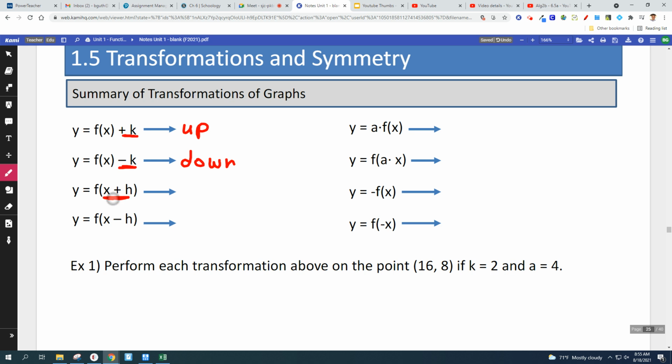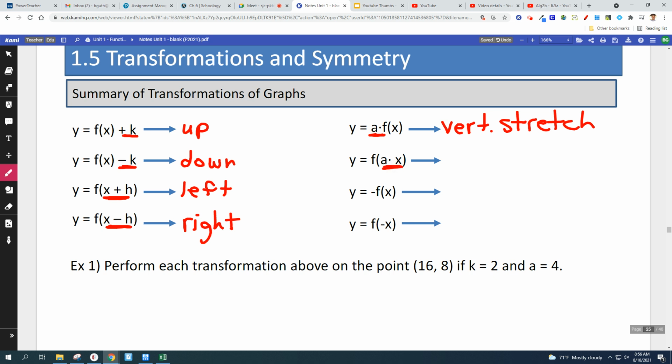When it's inside the parentheses like this, most people remember it's the opposite of what you would expect. This one is left and this one is right by whatever that h number is. Over here, when you multiply by a number in the front, that is a vertical stretch. It gets taller. So if it's a parabola, it gets taller or it gets steeper.